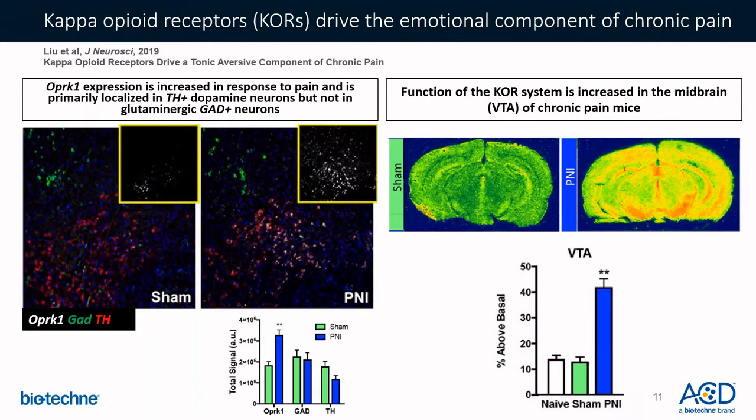They also saw that OPRK1 expression was increased in response to pain and was primarily localized in Th positive dopamine neurons, once again being able to localize expression of a certain target in a cell type specific manner.